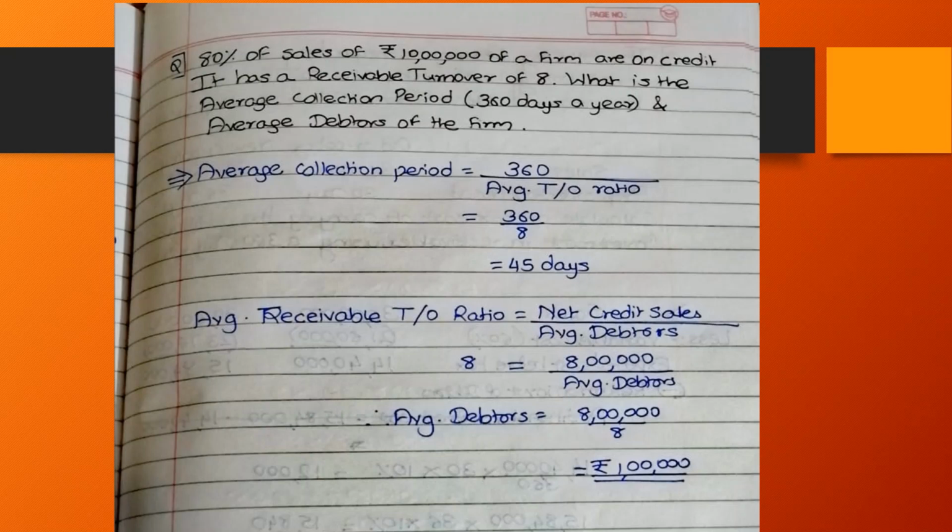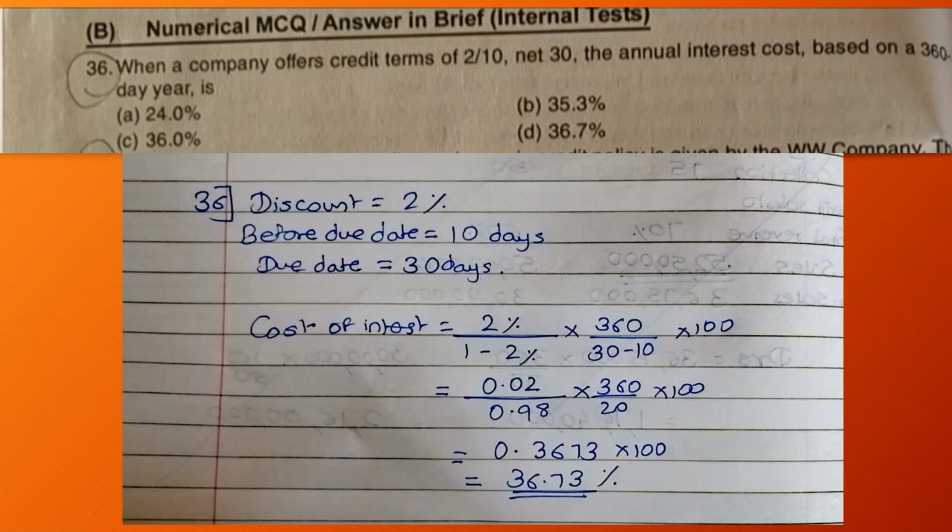So we will be getting some simple questions like this. This is again a numerical. Now here it is asked, when a company offers credit terms of 2/10 net 30, the annual interest cost based on a 360-day year is.